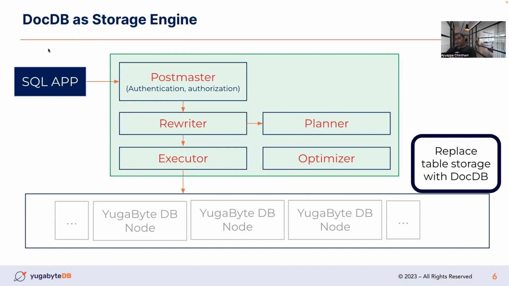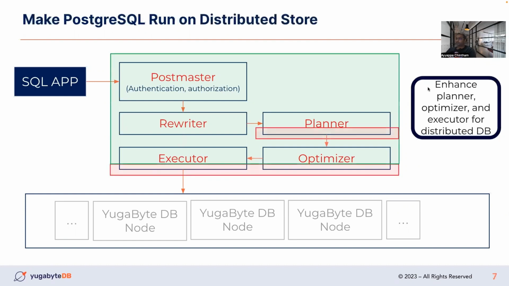Apart from changing the storage layer to Yugabyte DocDB, we have also enhanced some of the components in the query layer. So to cater to the distributed nodes which are used to execute customer queries, we have enhanced planner, executor, and optimizer to consider number of nodes and where the data is distributed and other parameters when executing a query.